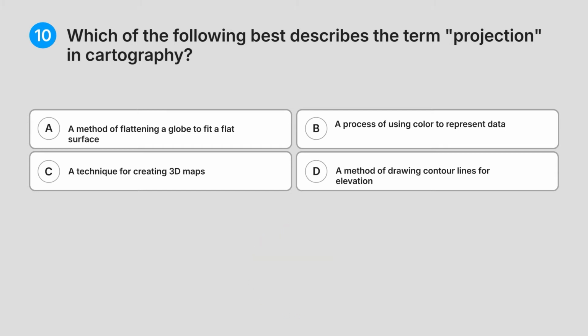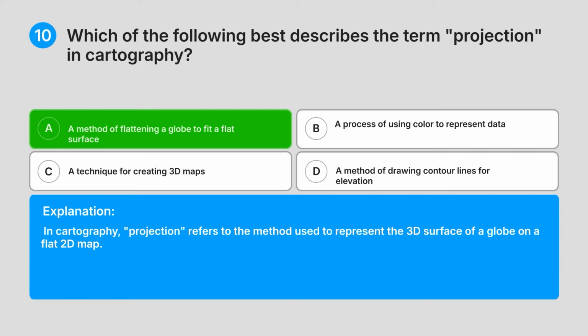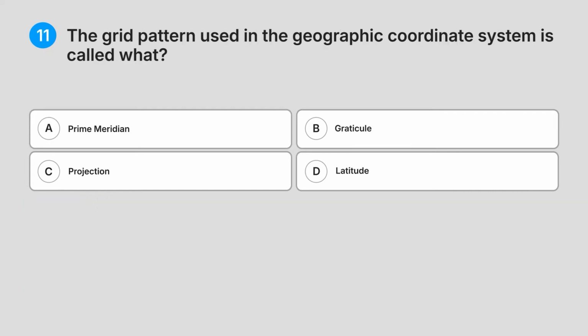Correct answer. A. A method of flattening a globe to fit a flat surface. Explanation. In cartography, projection refers to the method used to represent the 3D surface of a globe on a flat 2D map.